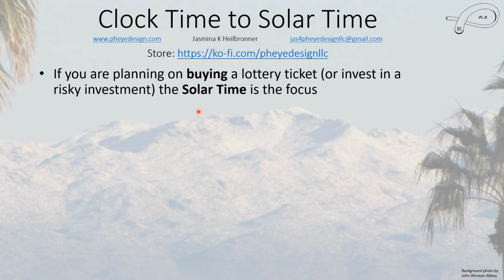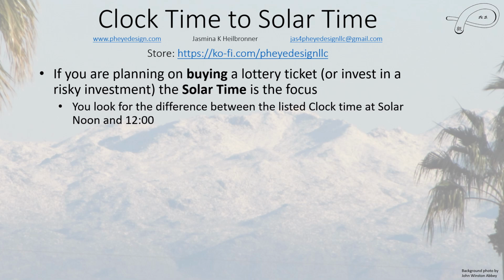Now, there is a difference. If you're planning on buying a lottery ticket or making a risky investment, the solar time is the focus. If you're going to be using my charts that are available at the coffee store here, what I am listing there is solar time. That is actually quite important to know. It is solar time. And so you're looking again at the difference. You still have to go to wherever you're living at the moment, not where you were born, but where you're living at the moment.